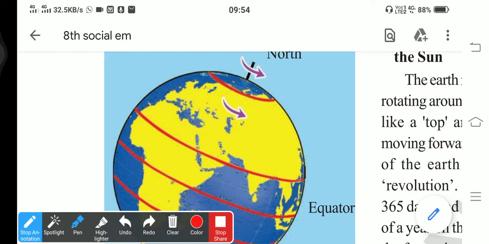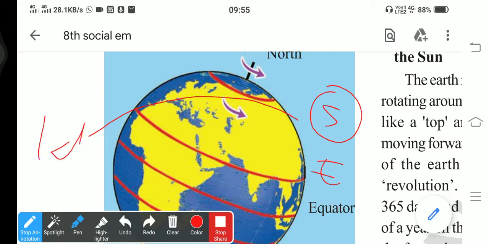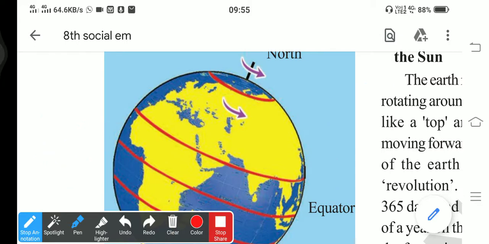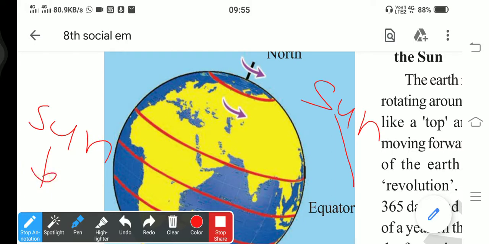Daily morning we see that the sun is rising in the east. And by evening this sun comes to the west side. The sun rises in the east, the sun sets in the west. So how is it happening here? As the earth is rotating from west to east, we identify that the sun is rising in the east. And the sun sets in the west.